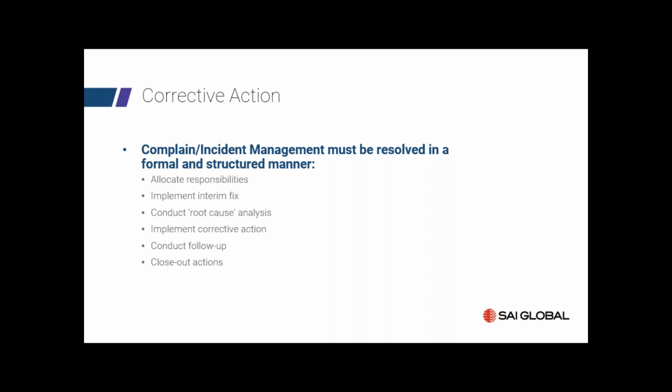Put in place an interim fix, which is known as a correction rather than a corrective action. Conduct a root cause analysis, which is literally finding out how it happened, and put in place a corrective action, which is just something that will make sure it won't happen again. And don't just set and forget. Conduct follow-up, come back and make sure that the actual fix works as intended before you go and close out the action.